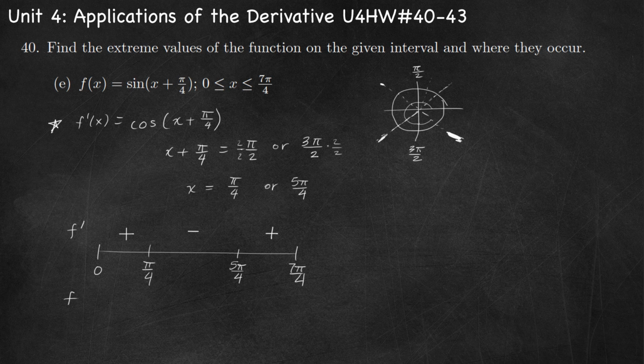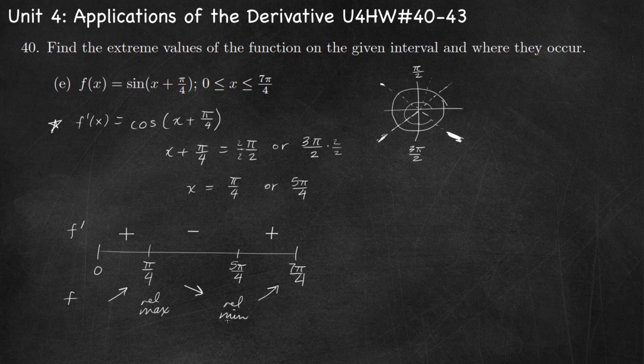So my function f is increasing, decreasing, increasing. So we have a relative max at pi over 4. We have a relative min at 5 pi over 4. And since we're working on a closed interval, we have endpoints of 0 and 7 pi over 4.